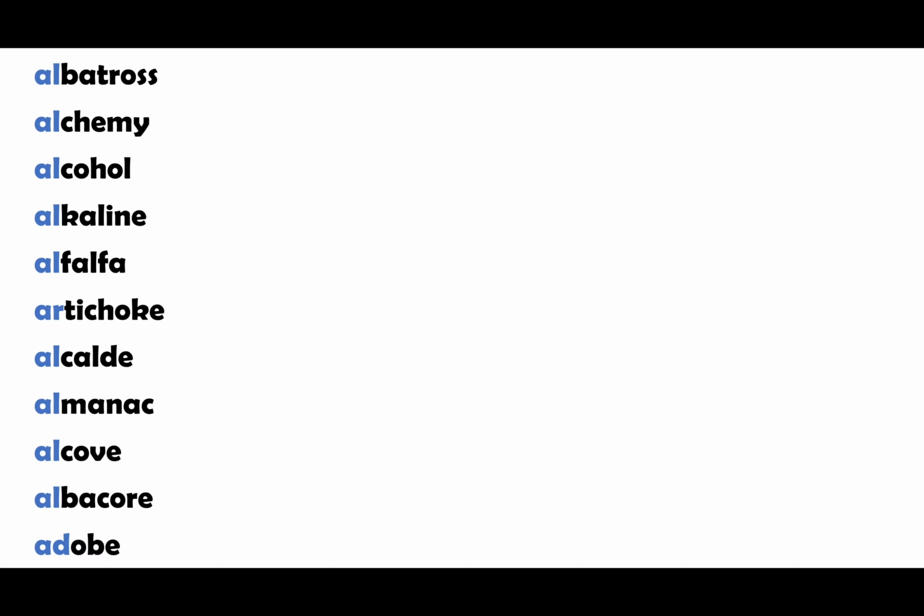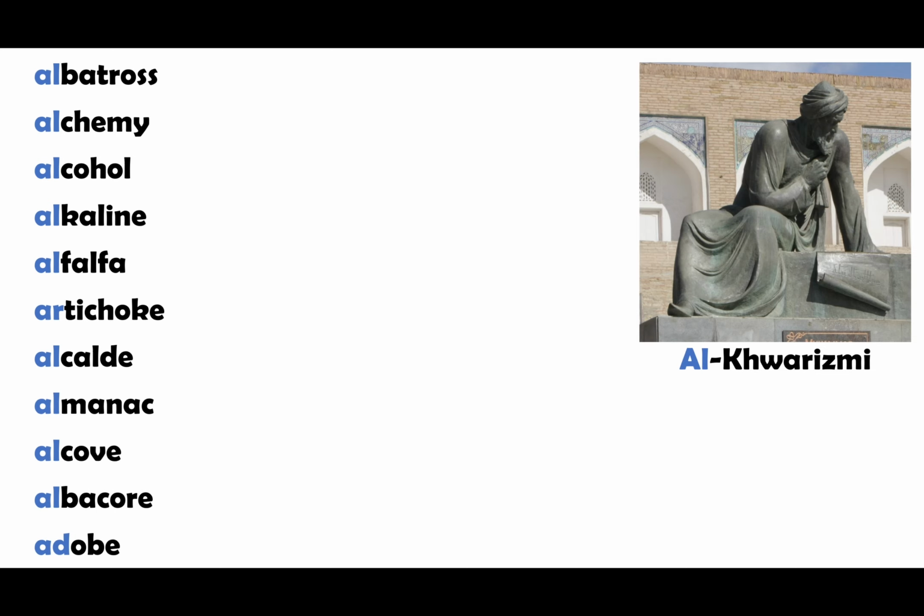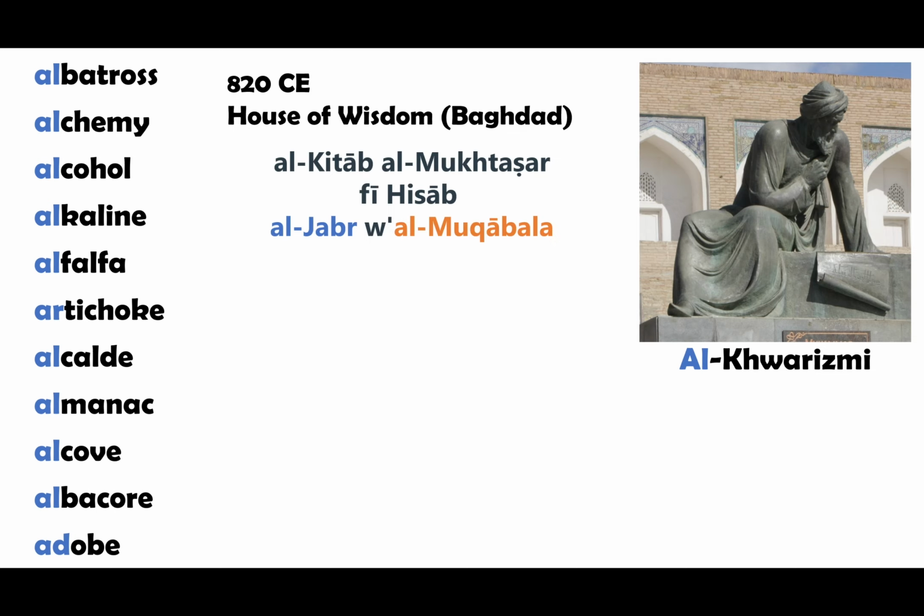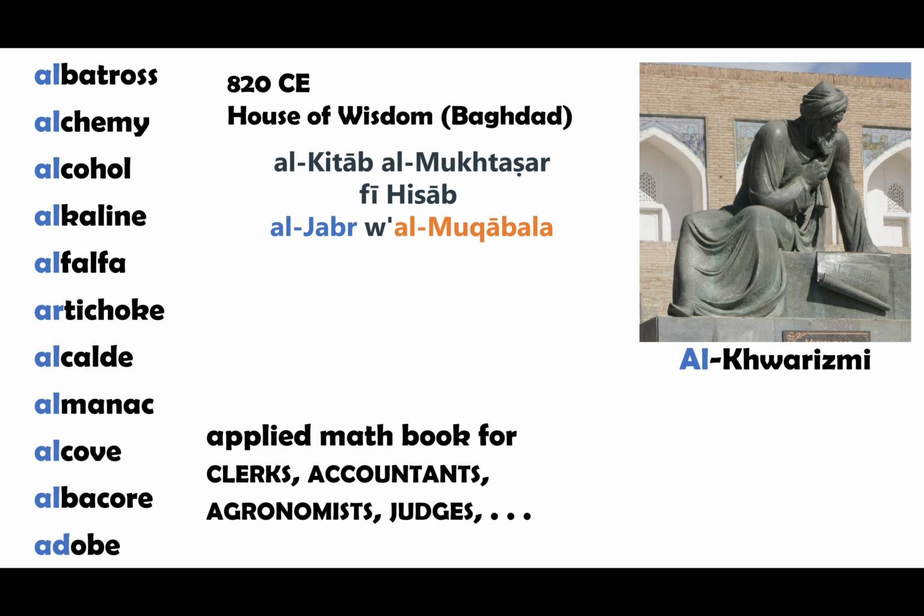In fact, it owes its existence to another Al-Khwarizmi. There's a statue of him. He was a philosopher, mathematician, scientist, etc. He worked at the House of Wisdom in Baghdad. Around 820, he published a book. What is this book about? Well, it was an applied math book, right? So it was for clerks, accountants, judges, anybody who had to deal with like dividing things up for inheritance or measuring land, keeping accounts if you're a banker, things like that.